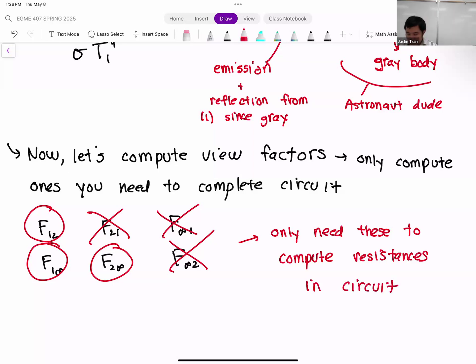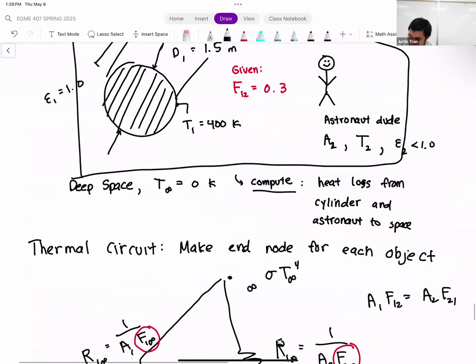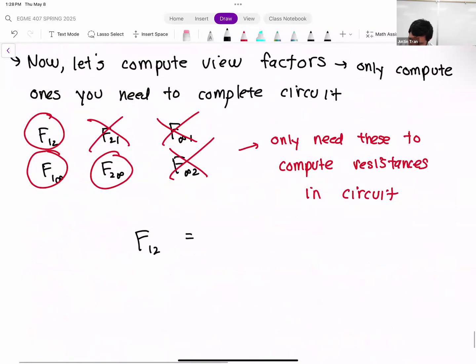Okay, so let's go ahead and compute these view factors here. Now, actually, maybe I should step back. You might need one of these other ones to apply the rules, but we only need to compute these 3 for the circuit itself. So let's start with F12. F12 is already given to us. F12 we already know from the problem was 0.3, I believe it was, right? Yeah, 0.3. So this was given.